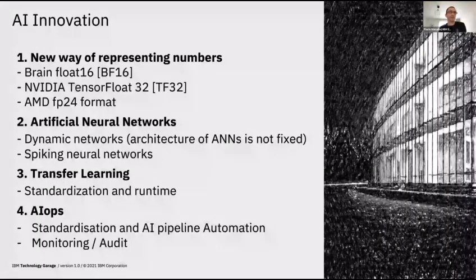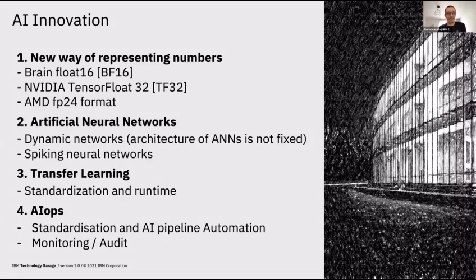There are a couple of things that I try to add here as innovation happening, but there are more than this, I'm pretty sure. For example, there are new ways of representing numbers, like brain floating point 16, which you see is implemented as well. For example, we have NVIDIA TensorFloat-32, TF32, in the GPUs, and the AMD FP24 format for AMD processors. So every vendor is trying right now to have new ways of representing numbers that have to be more efficient.